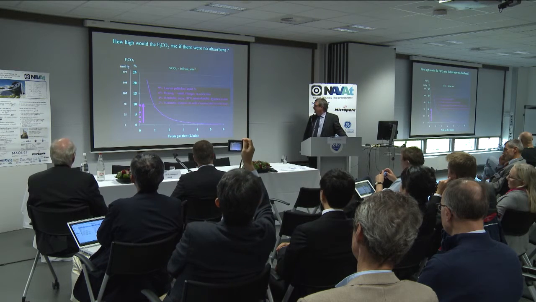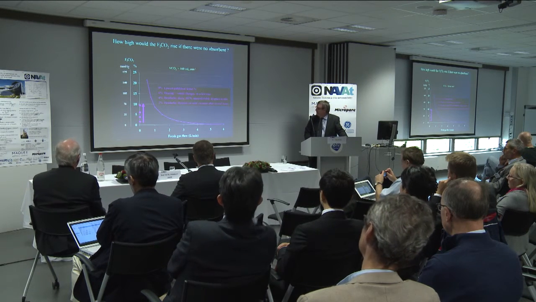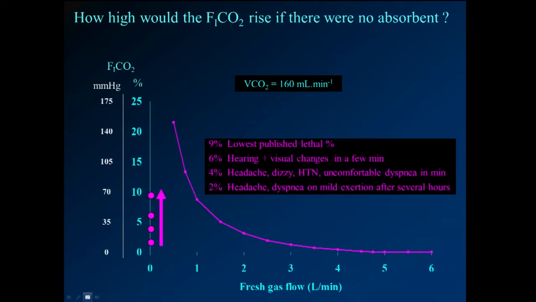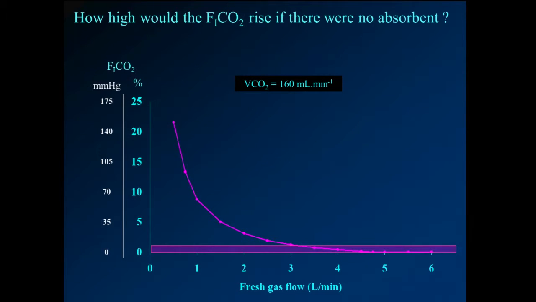At 2% you get a headache and dyspnea after a while. At 4%, dyspnea in minutes. At 6% you get hearing and visual changes in a few minutes. And note that if we would not be using a CO2 absorber in a circular breathing system, this is what we would be getting with a 1 liter per minute fresh gas flow. And 9% is the lowest published lethal concentration. We need CO2 absorbents. But what about the lower end of the spectrum here?